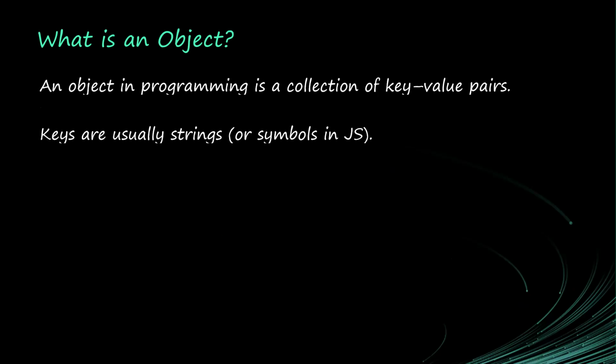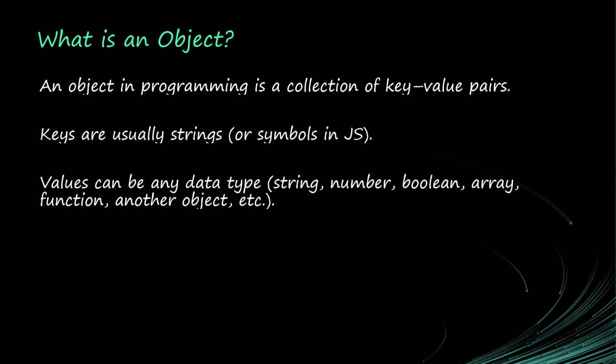Keys are usually strings or symbols in JavaScript. When you create an object, which is a collection of key value pairs, that means an object has several key value pairs. Each key is usually a string or a symbol. They cannot be any other data type. The values, however, can be any data type. It can be a string, a number, a boolean, an array, a function, or even another object.